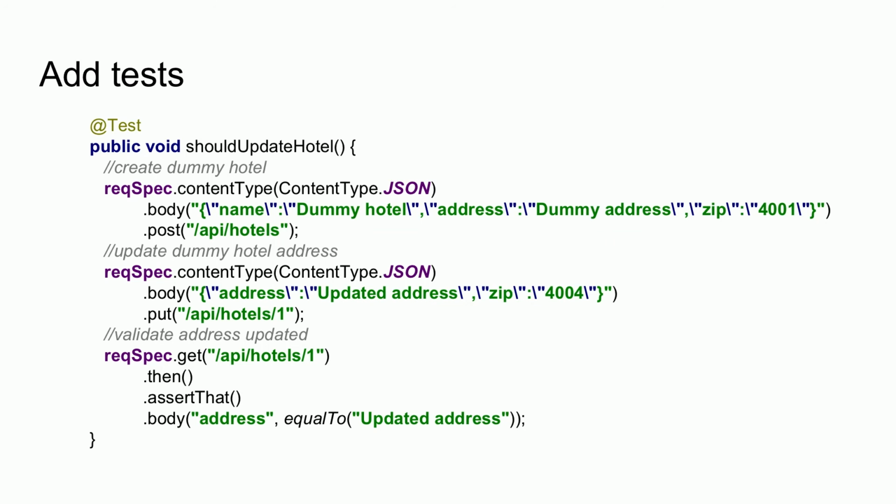And then we update the address of this hotel. We do this by making a put request against API hotels/ID with this JSON body. And at the end, we want to validate that the address is updated. So basically, we get this hotel, and we assert that in the body, the address property contains the updated address.